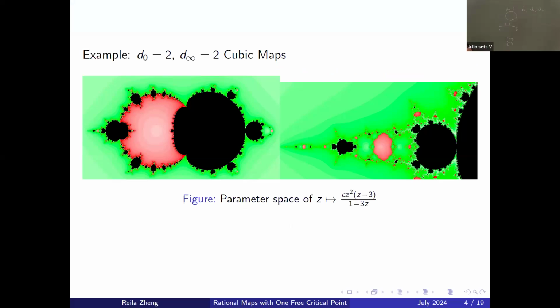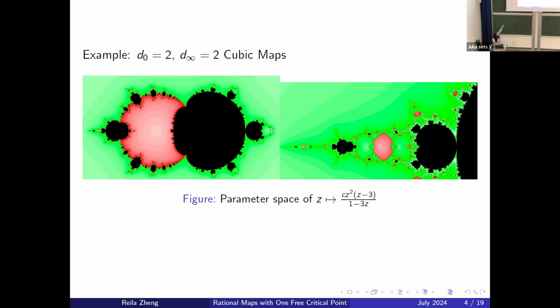So, for example, you can consider the set of cubic rational maps where 0 is of degree 2, infinity is also of degree 2. And the picture on the left is the parameter space of these maps. So the green are the hyperbolic components of infinity. The red are the hyperbolic components of 0, and the black regions are the bounded hyperbolic components.